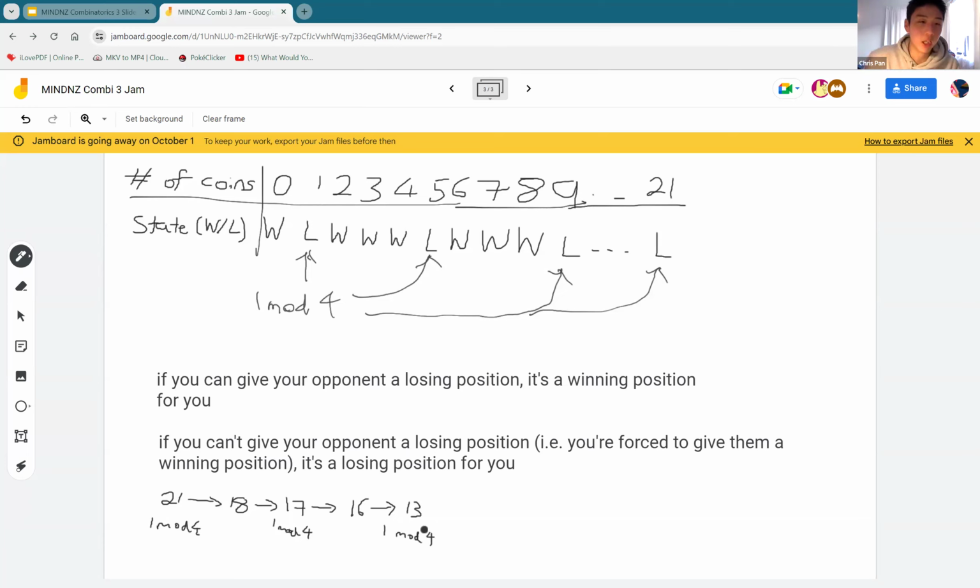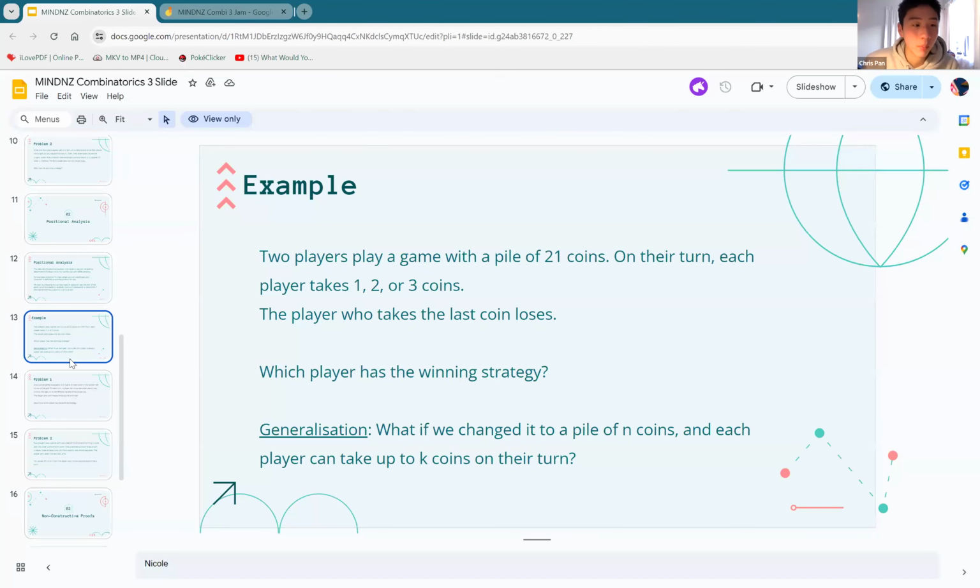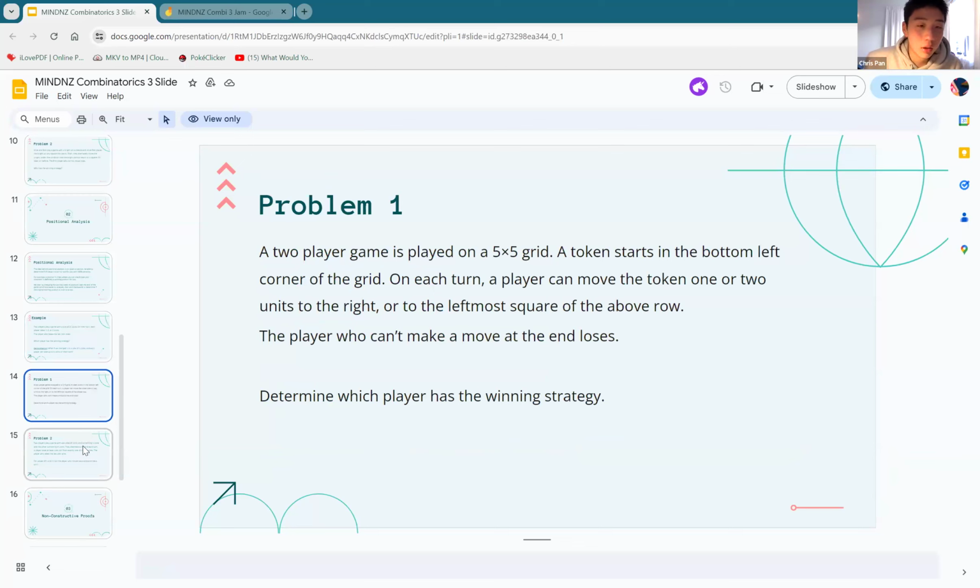So this is an example of looking at the win-loss state of positions to figure out which positions are winning, which ones are losing, and then using that to try to find a general strategy. Okay. Yeah, and eventually you give your opponent a 1, and then they take that, and then you win. Okay, cool. Let's look at the first of the two problems we have here.